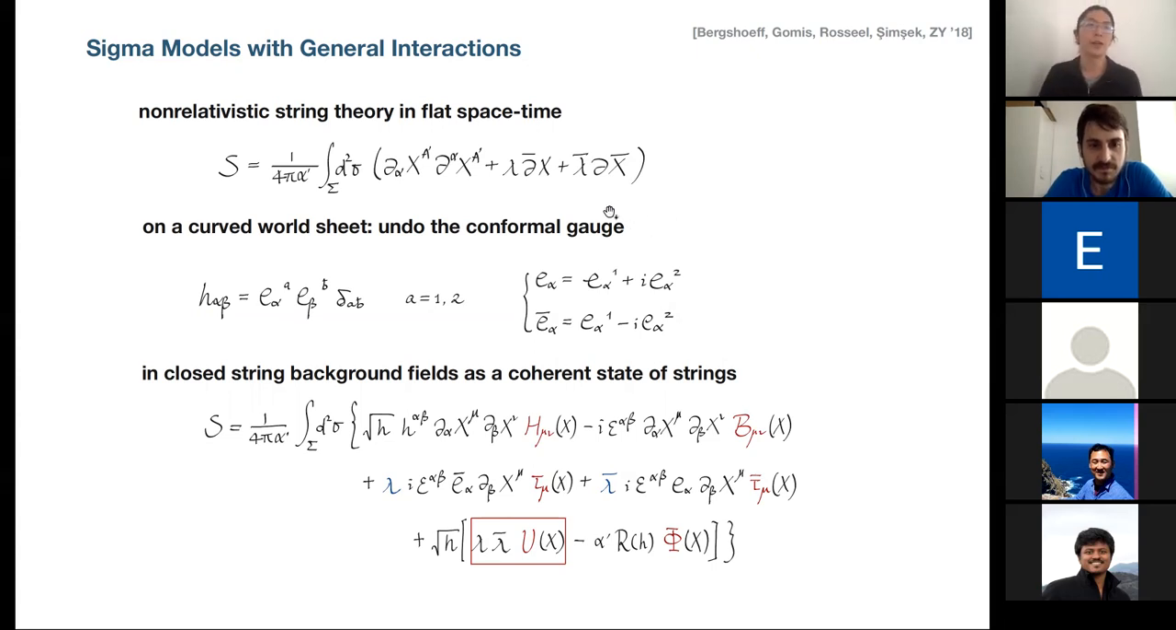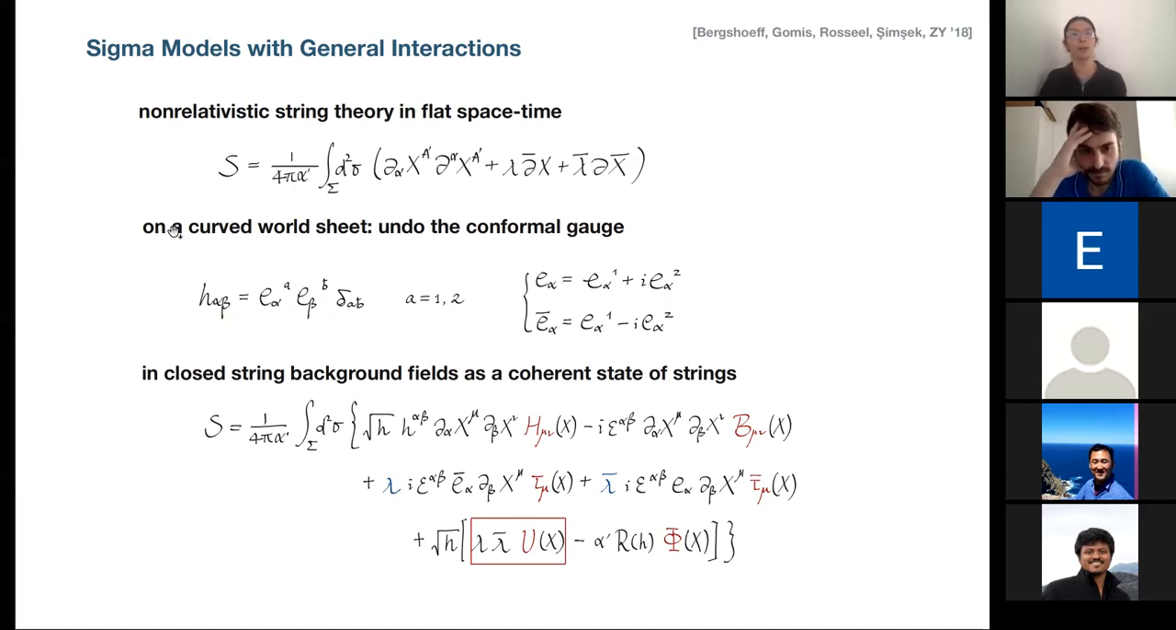Okay, so let's again start with the action that we have been working with in flat space-time. Now we want to insert vertex operators and actually exponentiate such vertex operators, so we can consider coherent states of closed strings, which will give rise to the curved background as an emergent concept. In practice, we just need to include all possible marginal interactions in this sigma model. So we have an interacting nonlinear sigma model.